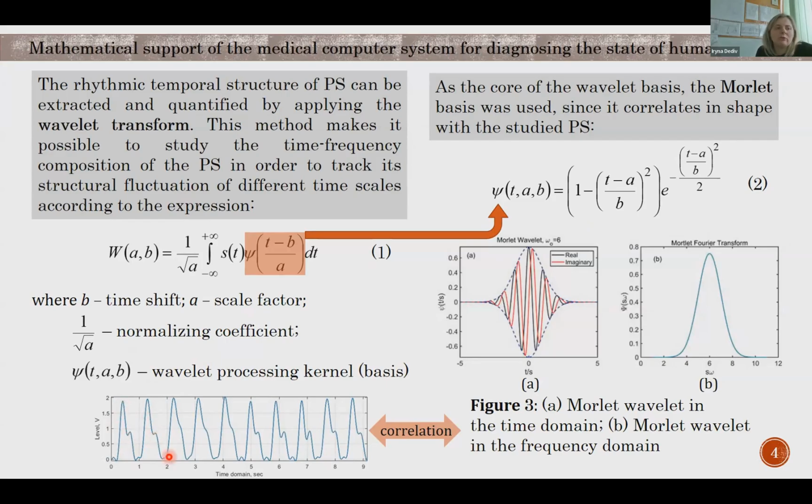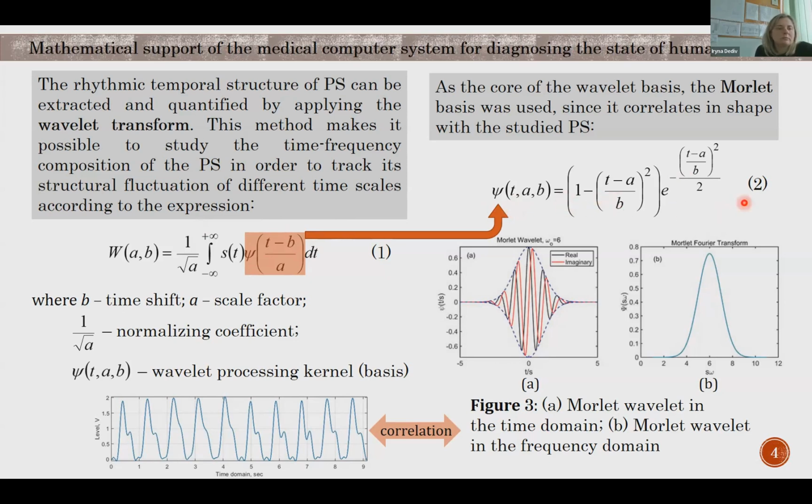The rhythmic temporal structure of the pulse signal can be extracted and quantified by applying the wavelet transform. This method makes it possible to study the time-frequency composition of the pulse signal, in order to track its structural fluctuation at different time scales according to expression 1. As the core of the wavelet basis, the Morlet basis was used since it correlates in shape with the studied pulse signal.